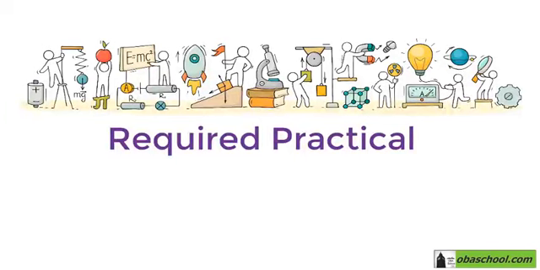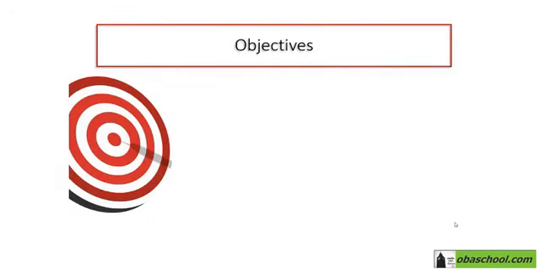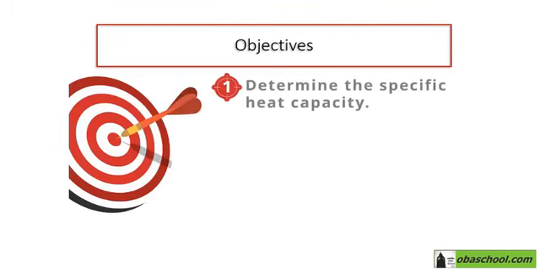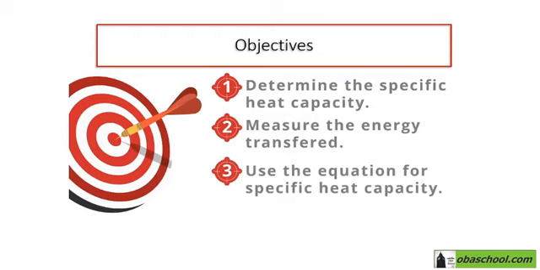Hello! In this video, we're going to discuss the required practical entitled Measuring the Specific Heat Capacity. The aim of this required practical is to determine the specific heat capacity of a metal block of known mass by measuring the energy transferred to the block and its temperature rise using the equation for specific heat capacity.